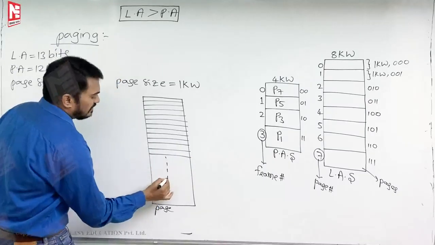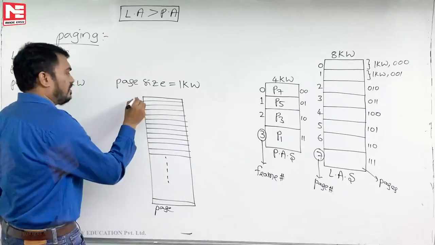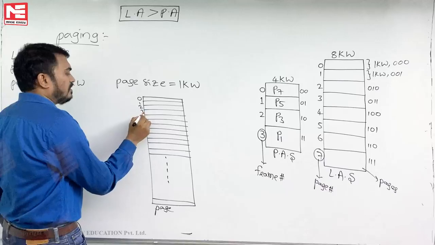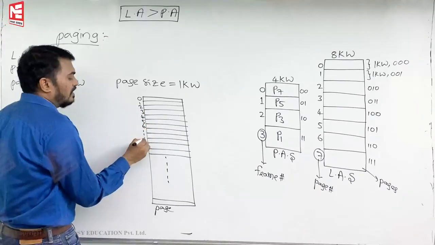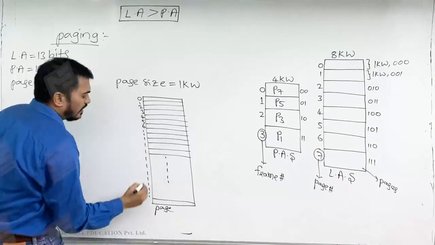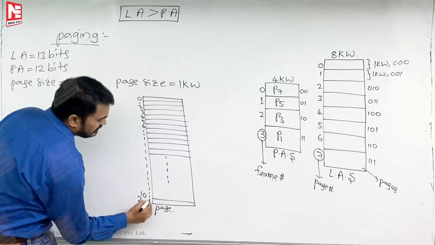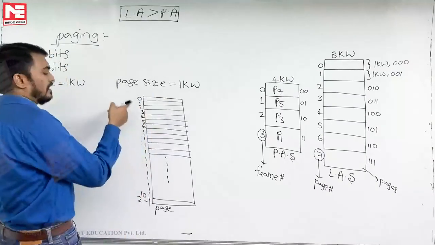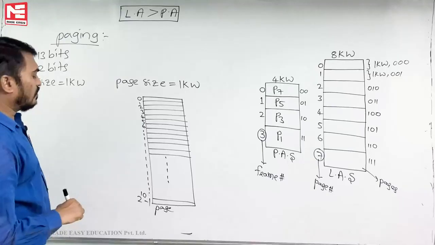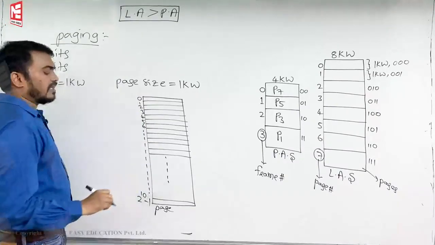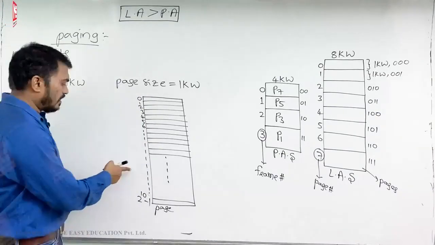Like this, we are going to have 0, 1, 2, 3, 4, 5, 6. Now tell me, 0 to 2 power 10 minus 1. 1 kilo means 2 power 10, so 0 to 2 power 10 minus 1. These many words will be there in the page. Copy this.